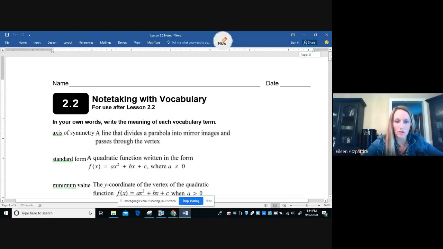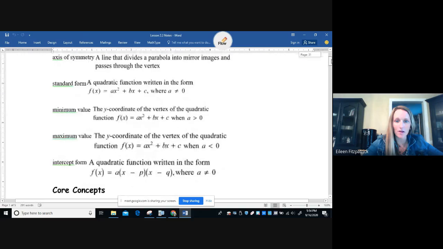The axis of symmetry is a line that divides a parabola into mirror images and passes through the vertex. You're going to see that I use the abbreviation AOS for the axis of symmetry. Standard form of a function is written in the form ax squared plus bx plus c. You actually worked with this a lot in Algebra 1 because we factored standard form functions.